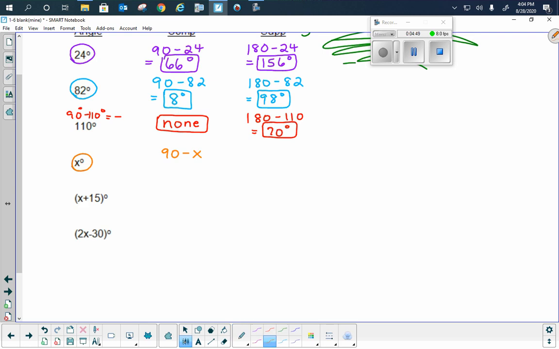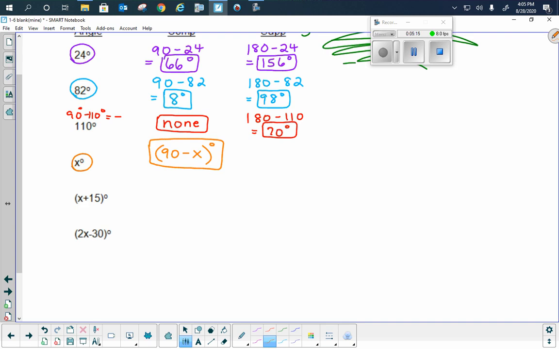Now at this point, you should be thinking, simplify that. Well, 90 and x are not like terms, so that is as simplified as it can be. And so you just need to tell me that the expression would be in degrees. So you put that expression in parentheses and put your degree on the outside. That would be what you would write for its complement.